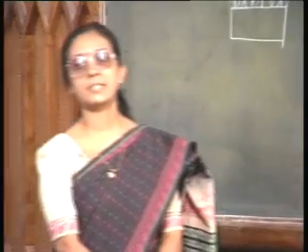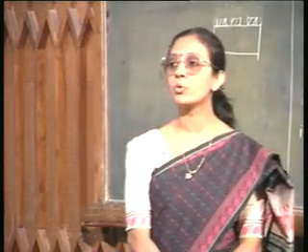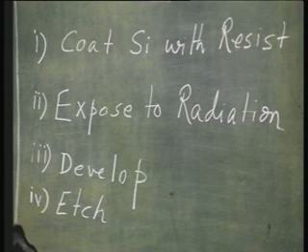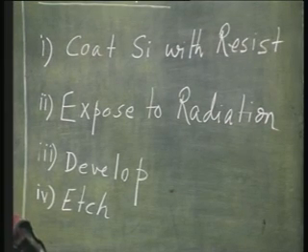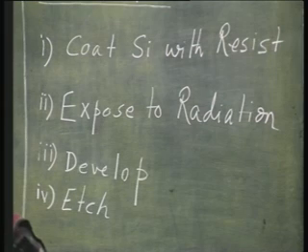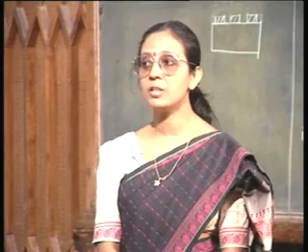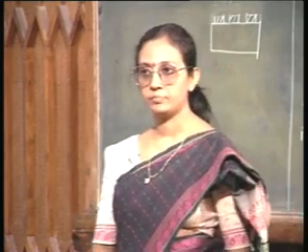So, you see what things we have seen now? We have seen that there are 4 basic steps in a lithographic process, which consists of coating the resist onto the wafer, exposing the resist coated wafer to proper radiation, then developing the wafer and finally etching. And at the end of it, I have the required pattern on the semiconductor.